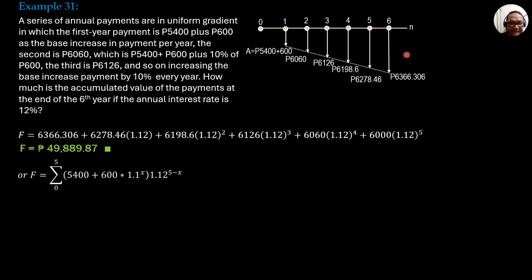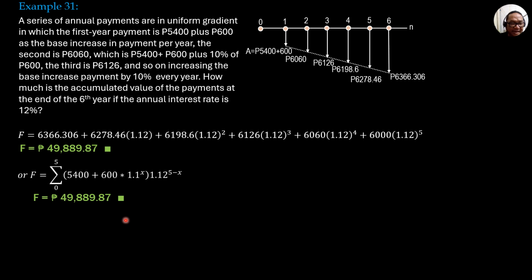Which is correct. If it is the last term, 5,400 plus 600 times 1.1 to the 5, which is 6,366.306, its power is 1.12 to the 5 minus 5, which is 1.12 to the 0, which is 1. So it is 6,366.306 times 1, and so on and so forth. So this formula is correct. Therefore, using your calculator, it is also 49,889.87.